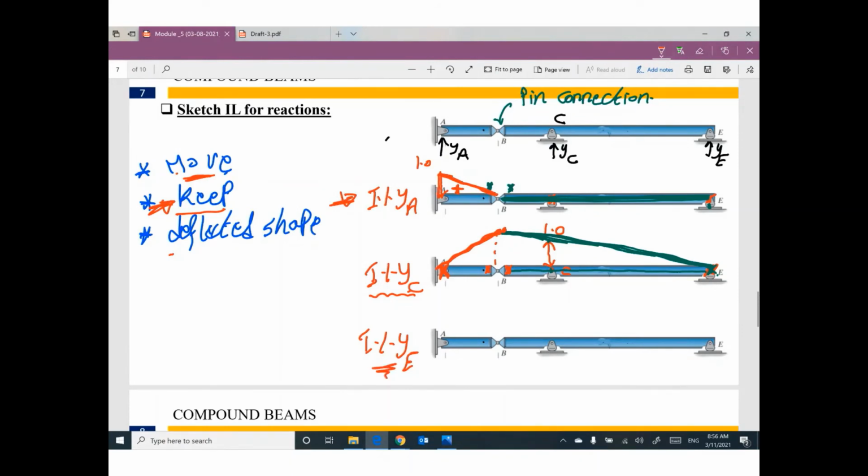Influence line for YE. Move, keep, deflected shape. Move what? I will move support E up by 1. Keep all other supports without movement. I will keep this one. I will keep this one. Guys, for this part of the beam, this part is 1 unit. If you move the E up and you kept point C, the new deformed shape looks like this.